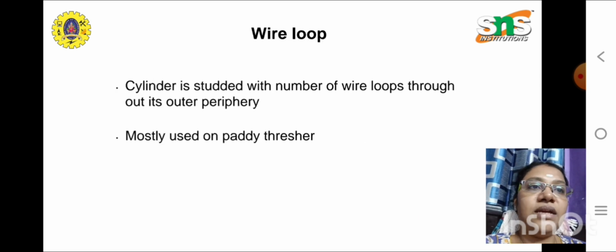Wire loop is where the cylinder is studded on its outer periphery with wire loops. Mostly the wire loop is used to thresh paddy only.